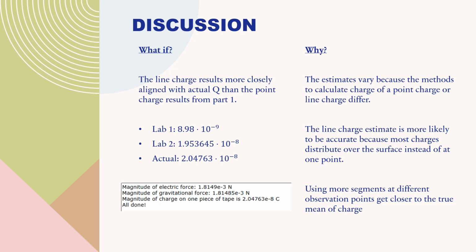For the what-if question, the line charge results more closely match the actual Q than the point charges from part 1. As you can see, it's almost twice as big. So 1.95 times 10 to the negative 8th compared to 8.98 times 10 to the negative 9th. And then I used trial and error to find the actual Q, which was 2.05 times 10 to the negative 8th, and lab 2 was closer. And the estimates vary because the methods to calculate the charge of the point or line charge differ, with the line charge probably being more accurate because in real life charges distribute over the surface, and using more segments gets you closer to the true mean.